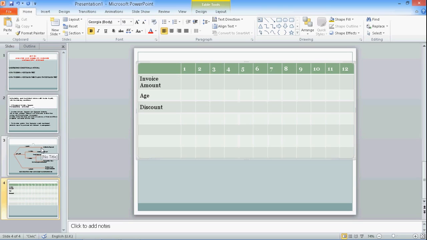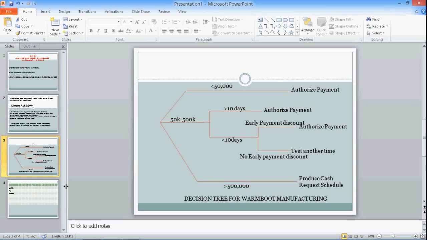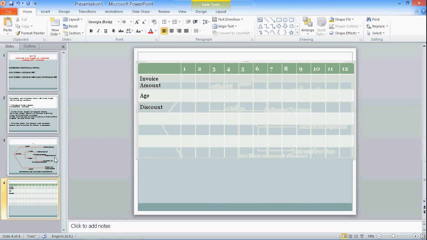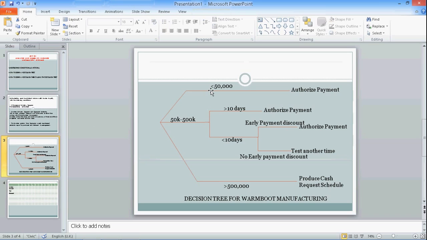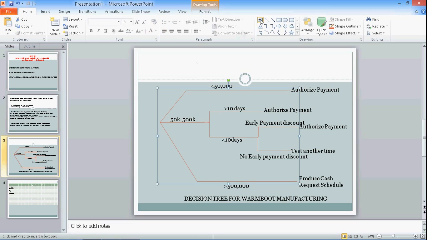Now under invoice amount, how do we fill our table? Since there are 3 possible conditions under invoice amount, we want to know how many times each will be repeated in our table. That is called the repetition factor. How do we get the repetition factor? We know that we have 12 possible conditions.